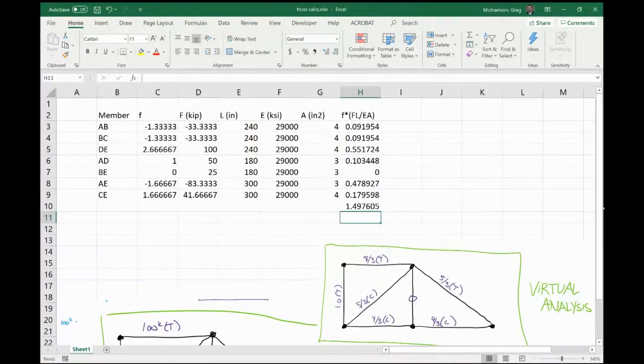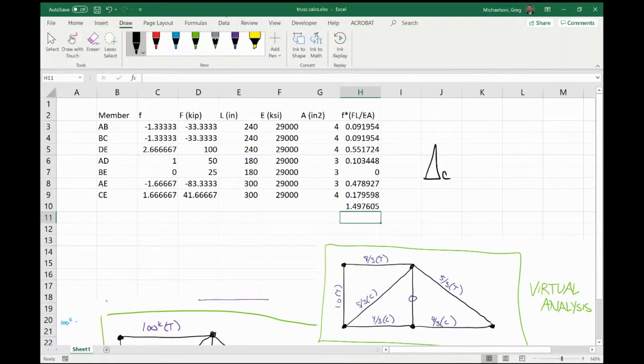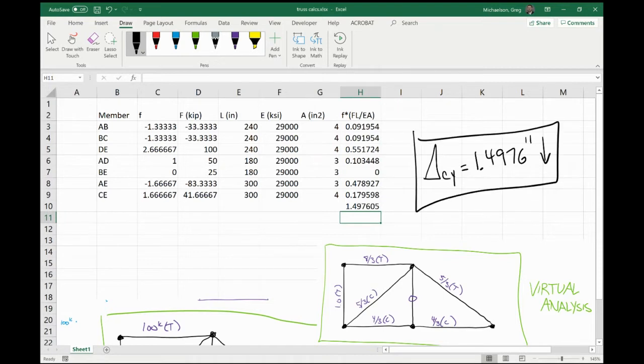The deflection, because it's positive, is 1.4976 inches down. Boom. That's it. That is the answer.